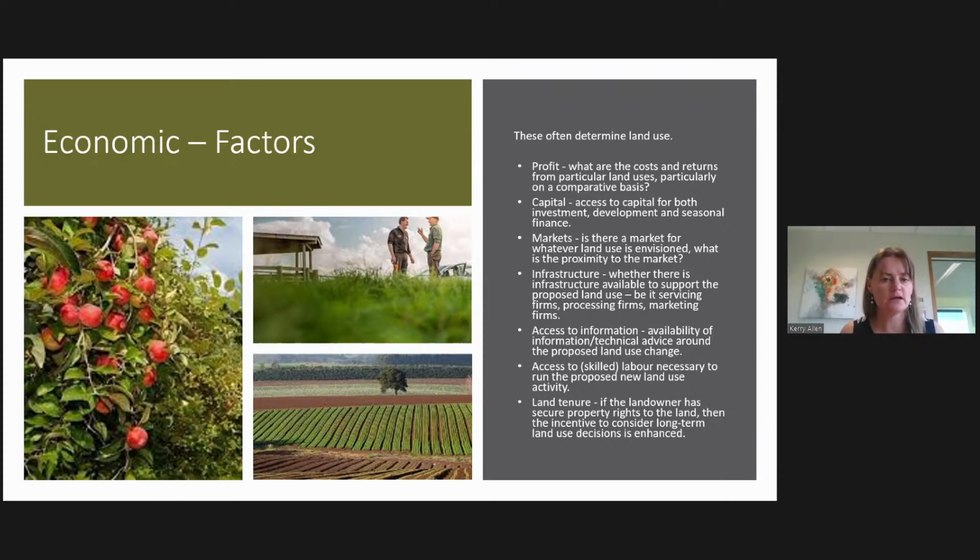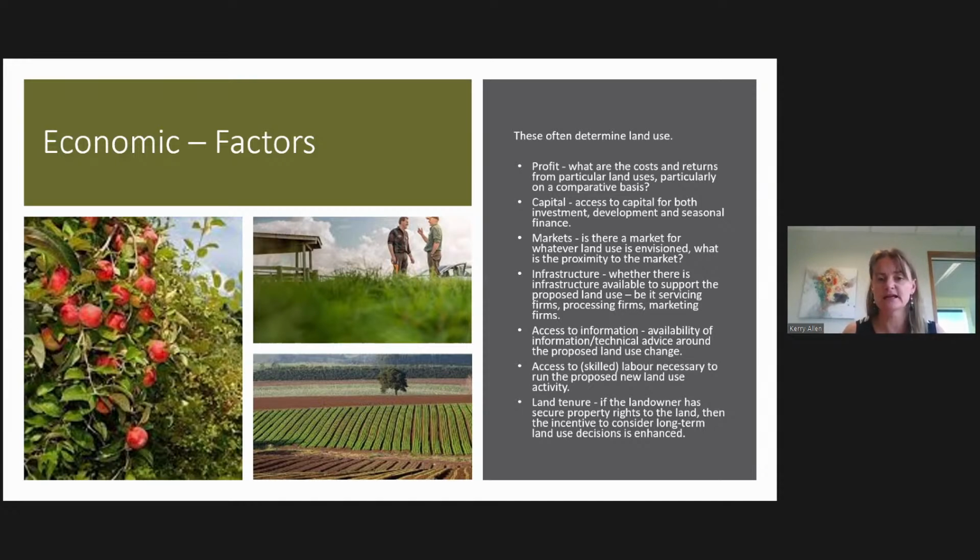And then moving into access to information. So there's a lot of information out there about dairying and sheep and beef. But if you're moving into a new crop or to a proposed land use change, there might not be so much information. So you have to be able to find that technical advice. And if a person doesn't feel comfortable with that, they're not going to risk moving into a new crop. They will stick with what they know.